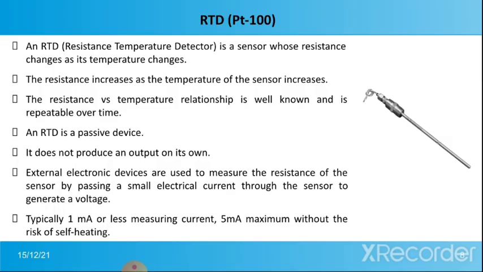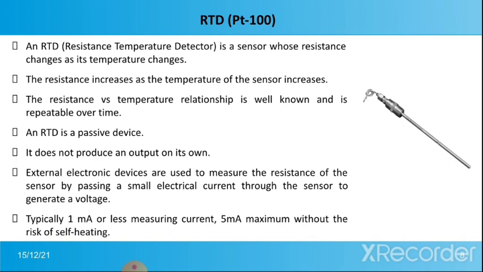And let's just move forward and talk about RTD PT100. So an RTD is a sensor whose name stands for resistance temperature detector. Here, the sensor's resistance changes as the temperature changes. The resistance increases as the temperature of the sensor increases. The resistance versus temperature relationship is well known and is repeatable over time. An RTD is a passive device. It does not produce an output on its own.